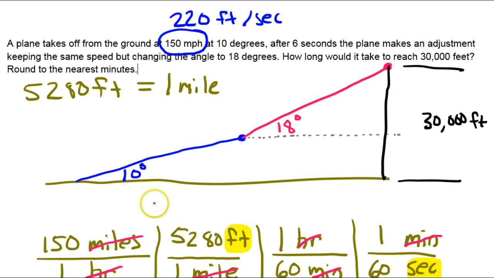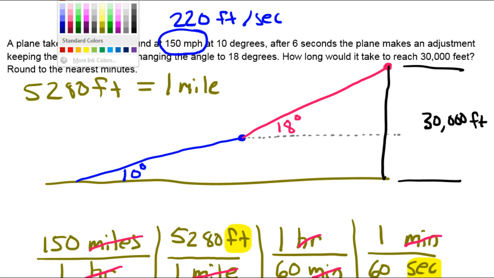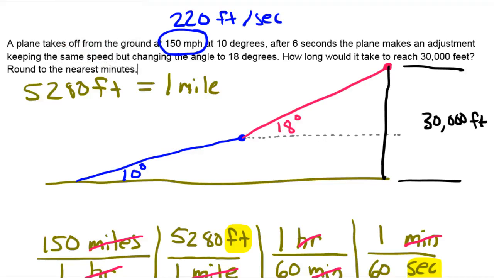So, this picture is all about lengths. I have 30,000 feet. So, I need to know how many feet is this, how many feet is that. I need feet. So, if the plane travels 220 feet every second, if the plane goes for 6 seconds, okay, because this was a 6-second journey, maybe I'll just put it right here. 6 seconds.